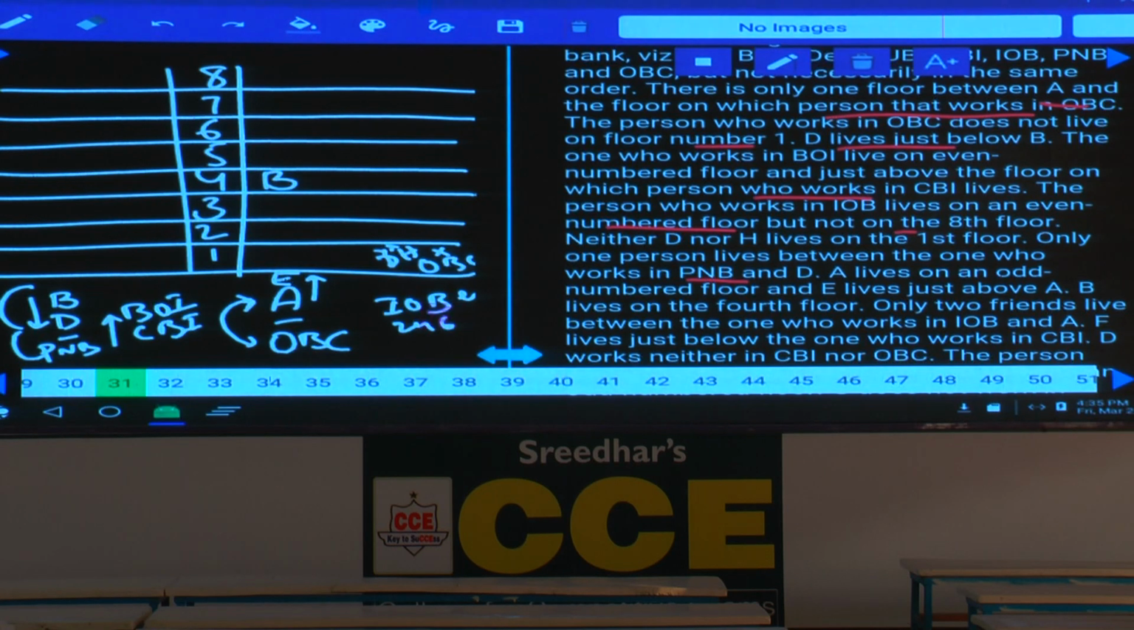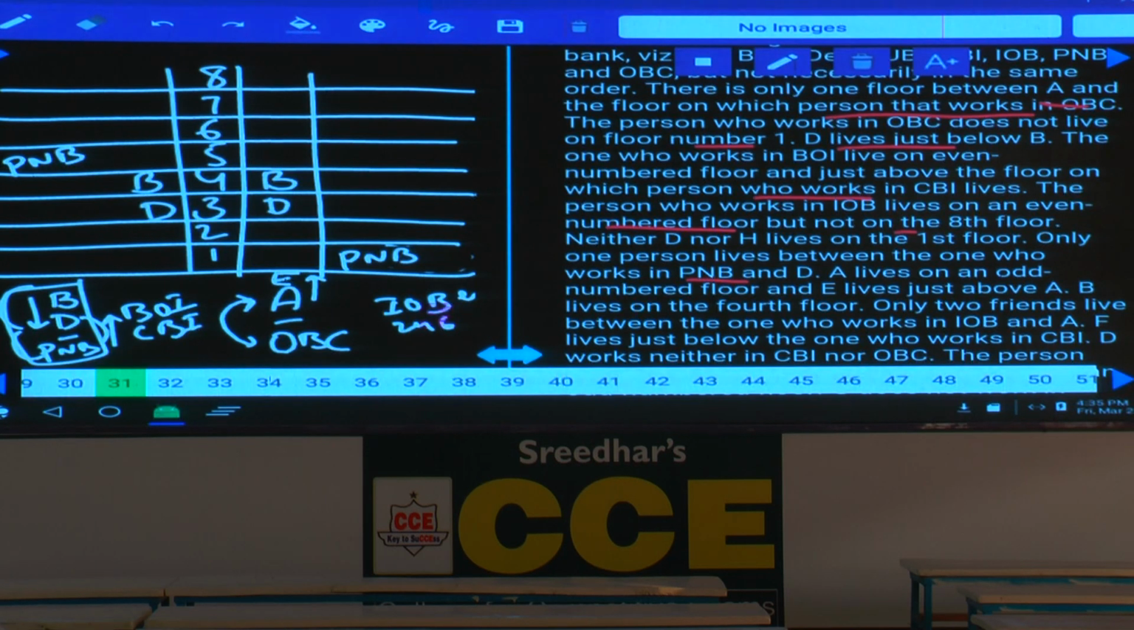This is the information provided. If B lives on the 4th floor, now we are coming to this possibility, isn't it? Then D lives immediately above B. If D lives immediately above this one, then between D and the one who works in P and B there must be exactly one person, isn't it? And the one who works in P and B must be on which floor? P and B must be on the first floor. Now P and B, this is one case. The second case is like this: P and B is here, or B and D, and between D and P and B there must be exactly one person.